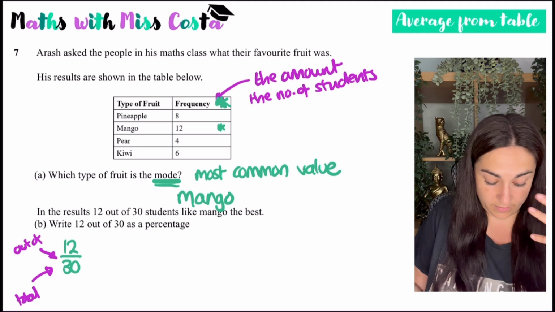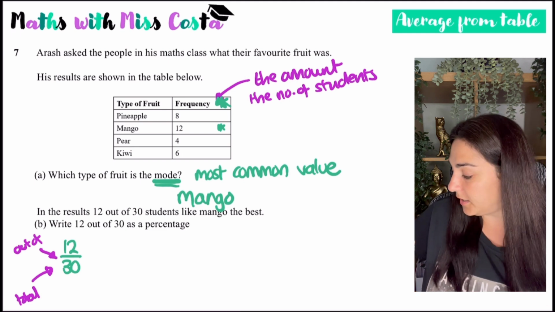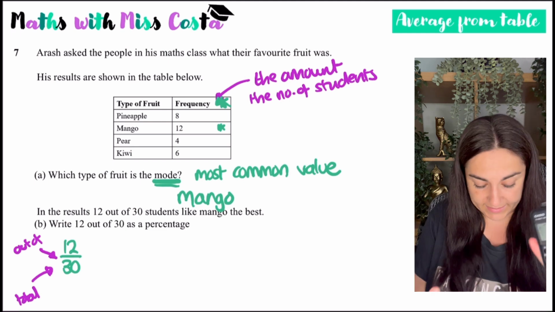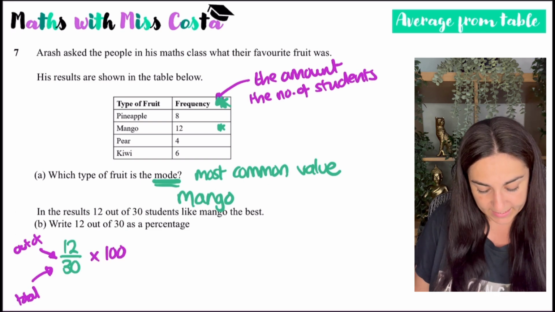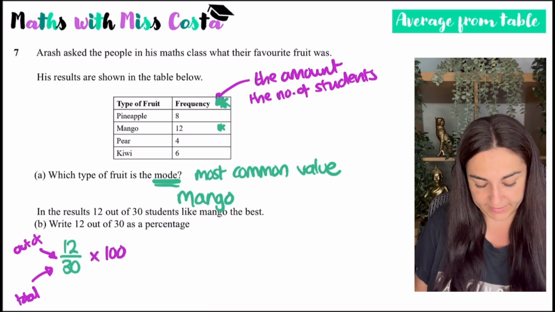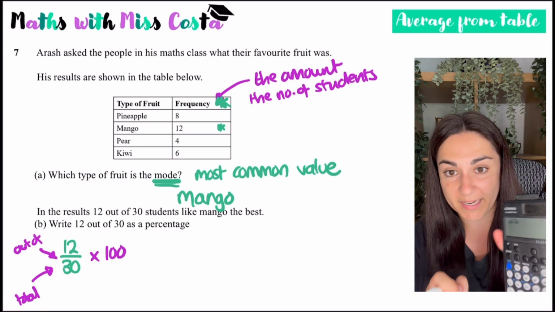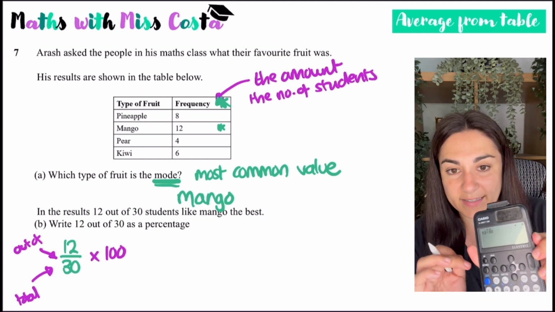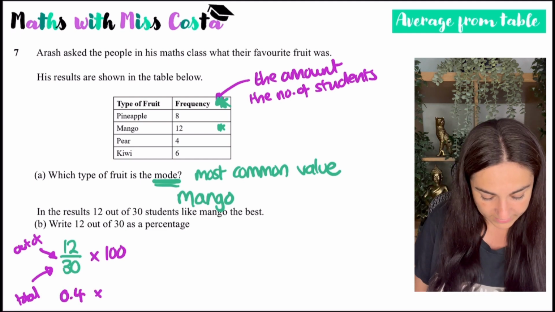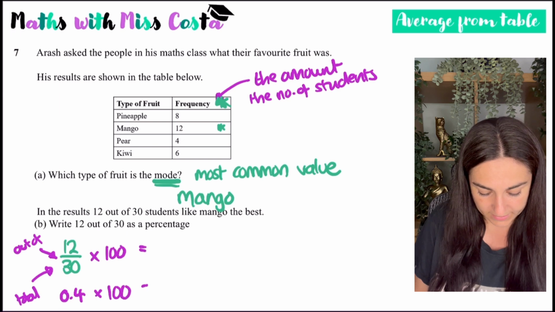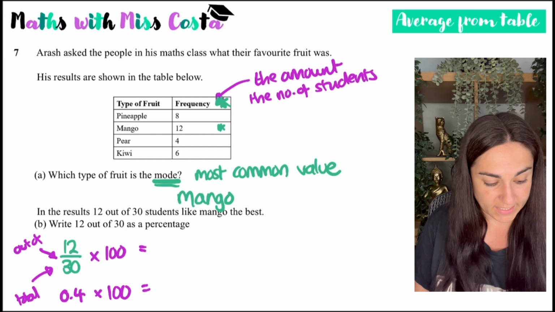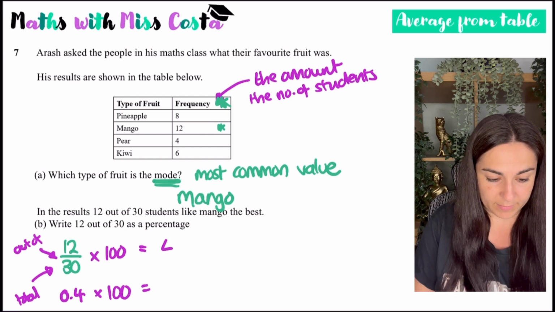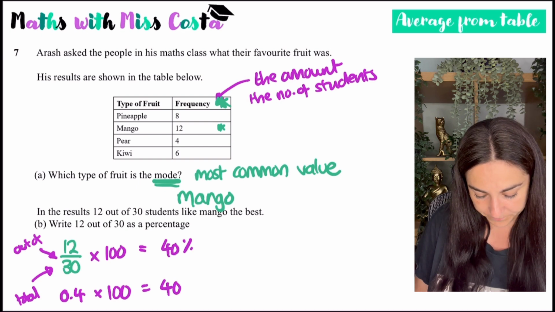So to turn a fraction into a percentage, I type 12 divided by 30 into my calculator, and then I times it by 100. Because if I type 12 divided by 30 into my calculator, it would tell me that that's 0.4. So that's turned it into a decimal for me. And to turn a decimal into a percentage, you multiply by 100. So 0.4 times 100 is 40%.